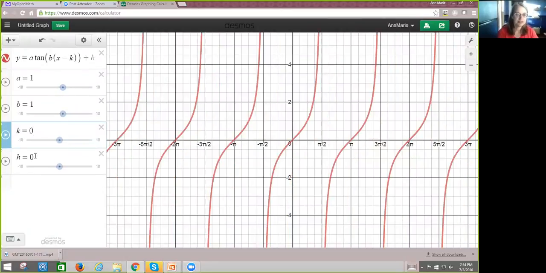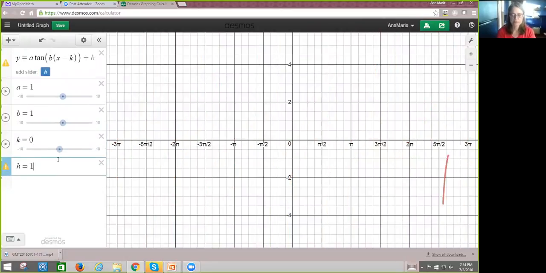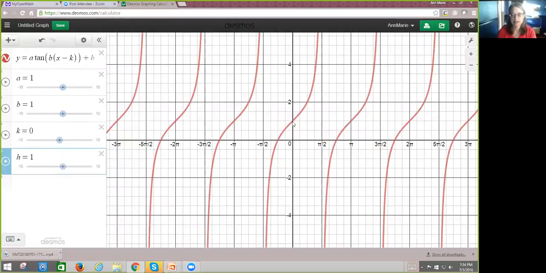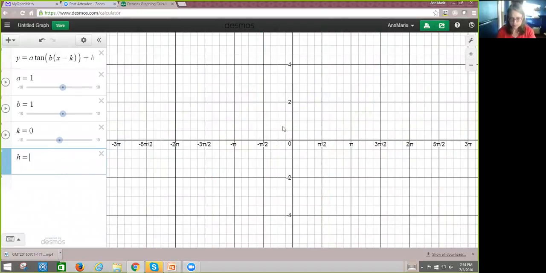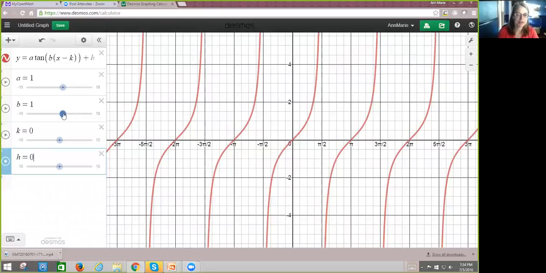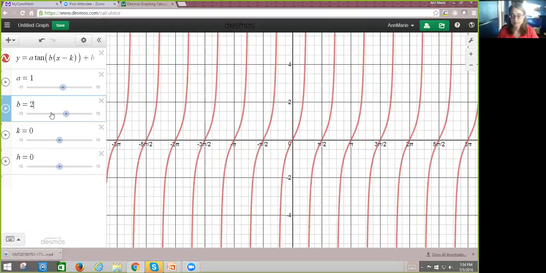What if I do vertical shifts? Same thing, right? This point here that was at 0, 0 is now at 0, 1. Okay. What I'm more interested in is my horizontal stretches. So let's see what happens if I make this be 2. Okay, you see what happened?